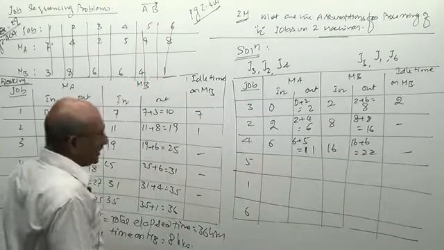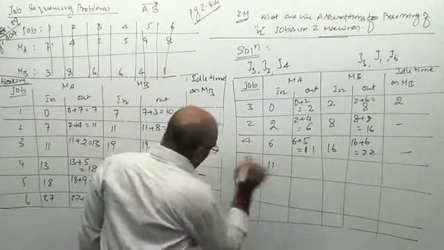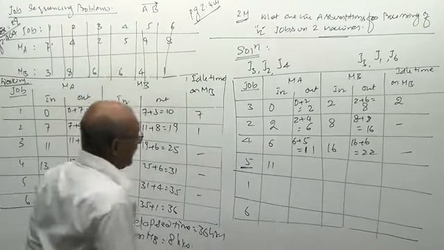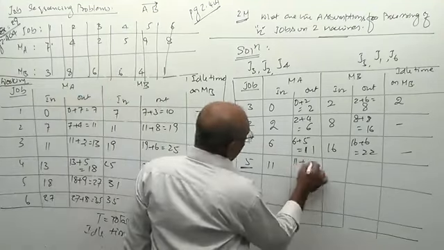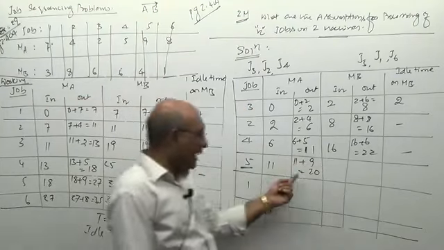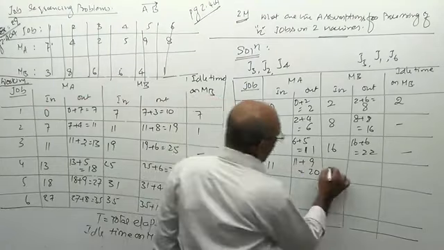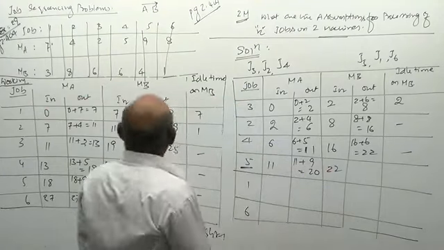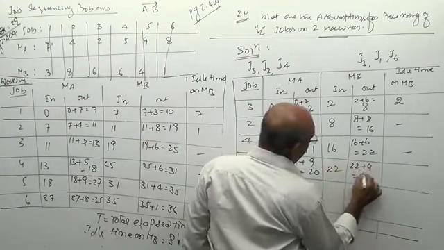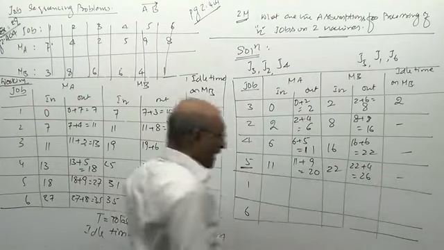Next, which job has to enter? The 5th one. At what time? End of the 11th hour. Job 5 will take how many hours? 9 hours. 11 plus 9 is equal to 20. Now, will it enter into machine B? No. Then at the 22nd hour only. The 5th job will take how many hours? 4 hours. 22 plus 4, 26. There is no idle time.